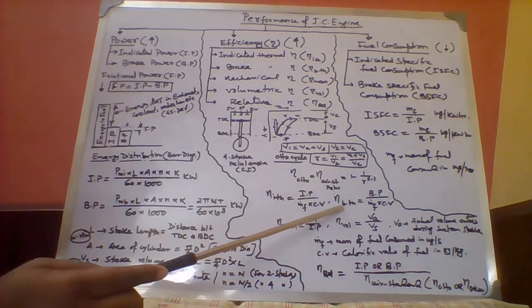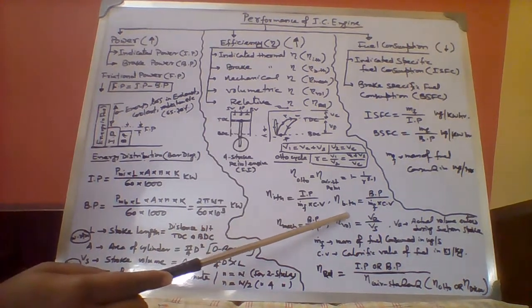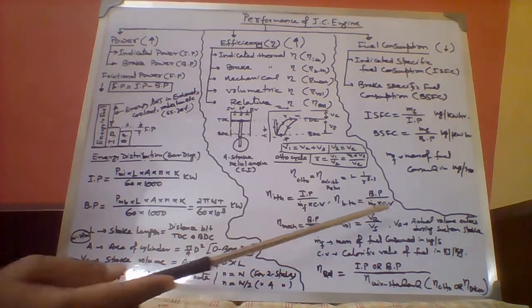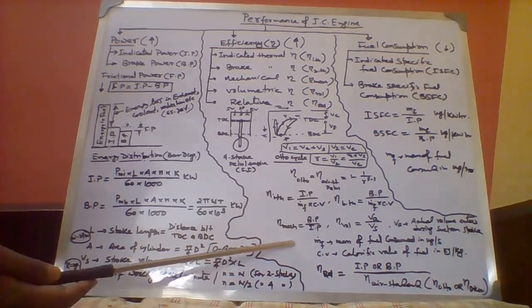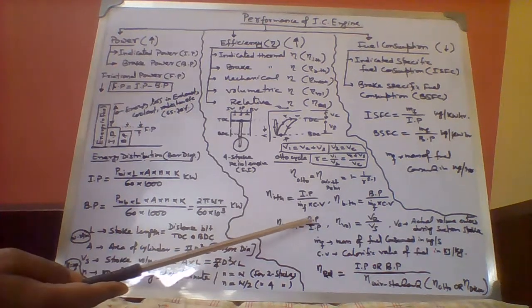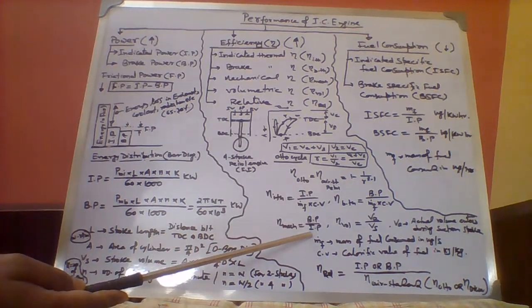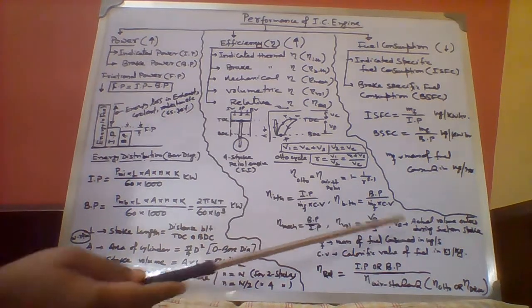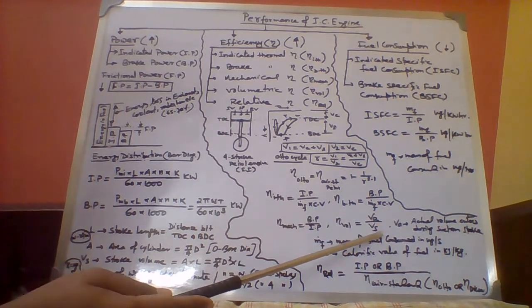Similarly, we can calculate eta B thermal, the brake thermal efficiency. And this is eta mech, that is mechanical efficiency, as BP by IP. Clear? And eta volume is the volumetric efficiency as VA by VS.